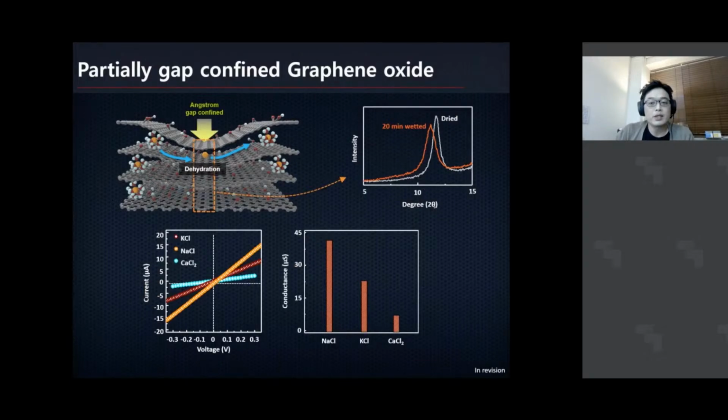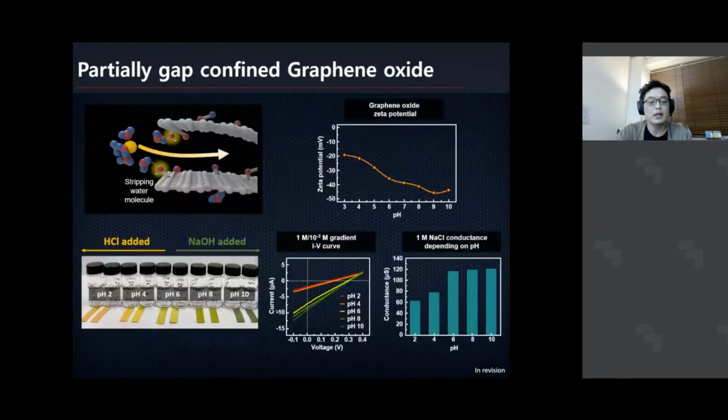And then if you look at the stability of that structure, even when we tried it for tens of hours in the water, the gap between the interlayers is not changed that much. And also we confirmed the smaller ions move faster. That was represented by the conductance test.